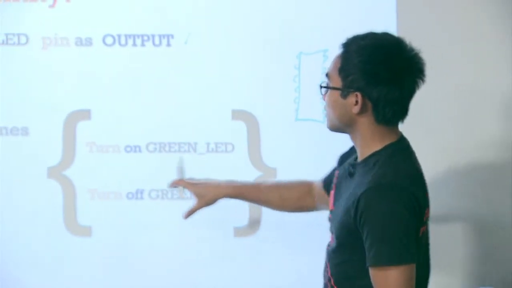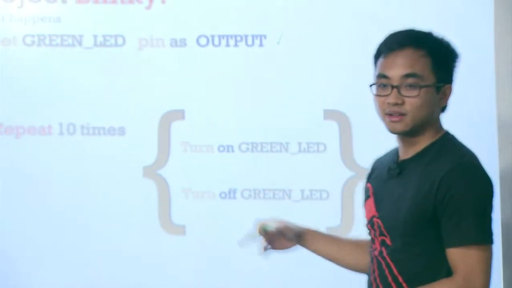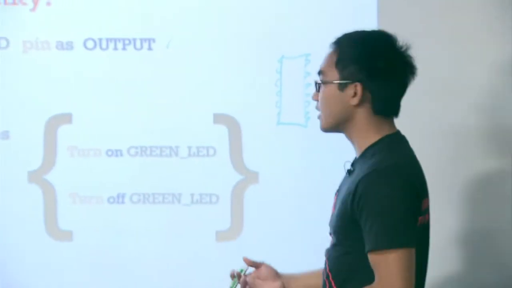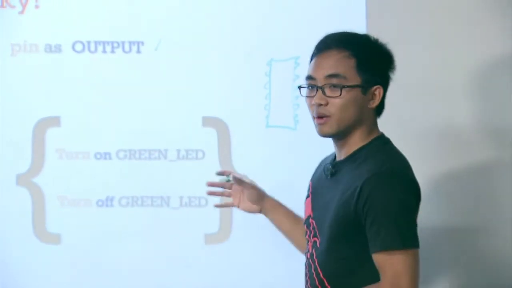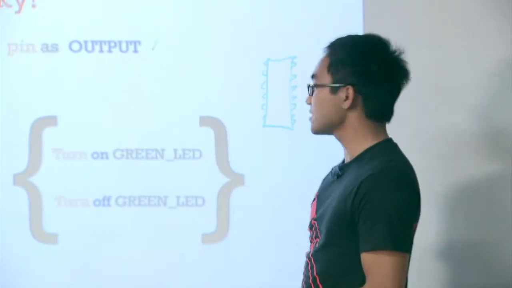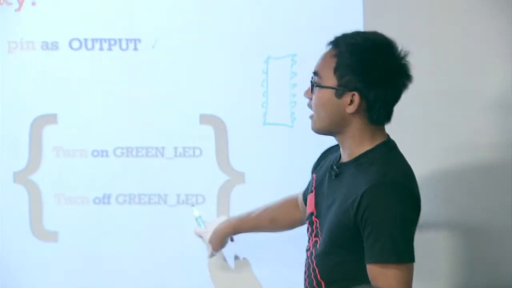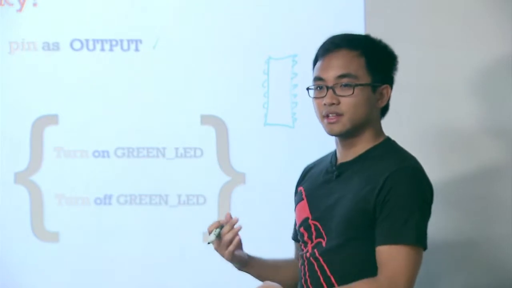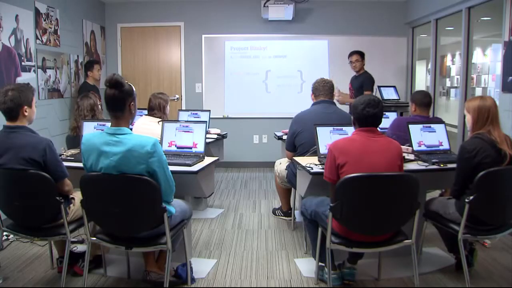Secondly, we're going to do what we call a loop. And a loop is something that we're going to repeat over and over again. And in this case, since we want the LED to blink only 10 times, we're just going to turn it on and off 10 times to cause the blinking pattern. So I just said a lot of things, but once you look at the code, we'll see exactly what we're talking about.